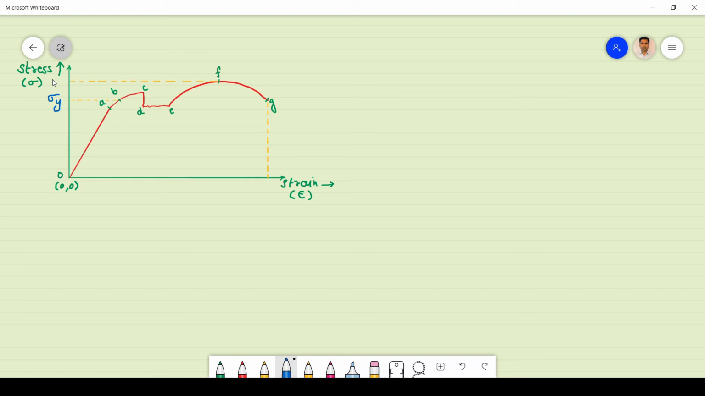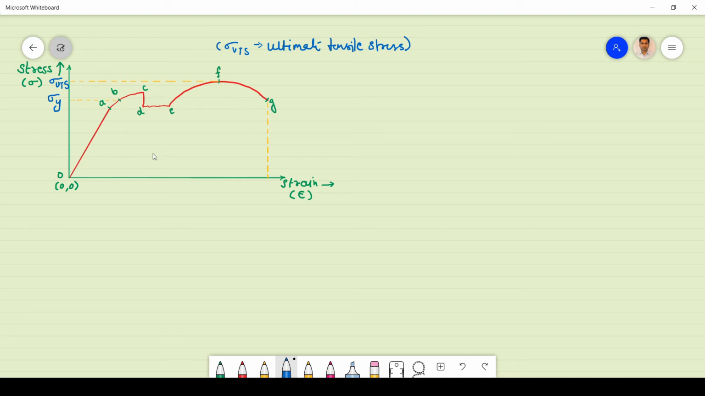So I can write this is sigma UTS. Ultimate tensile stress point. So I will write it here, sigma UTS, ultimate tensile stress. Means this is the maximum resistance that the body can give to the external load. After the point F, the necking in the material will start and the material will fail at the point G, that is the breaking stress.